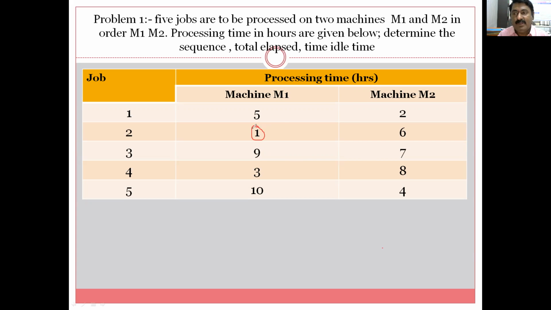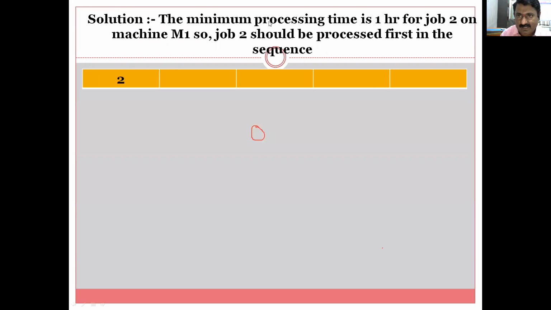If it is from machine M1, now here A and B was there. If it is from this category, that job is taken as first. If it is from this category, it will be taken at last. So job number 2 will act as the first case. I will process here. See the sequence. Here I have mentioned job number 2. 5 jobs are there, so I have mentioned 5 columns. So job number 2 as the first case.